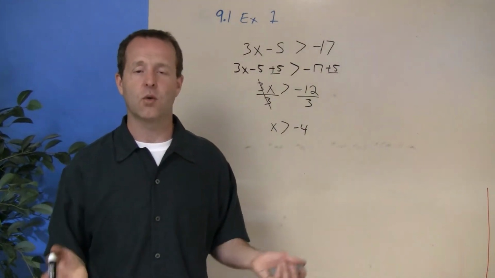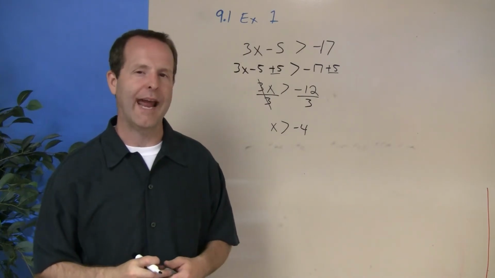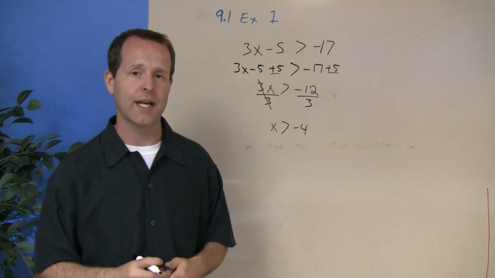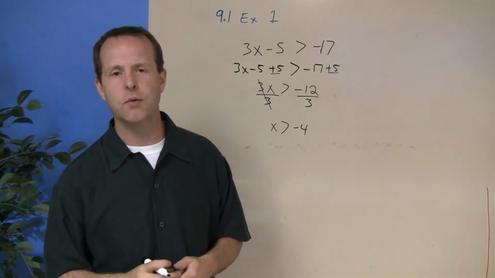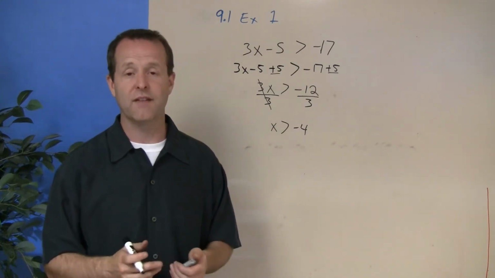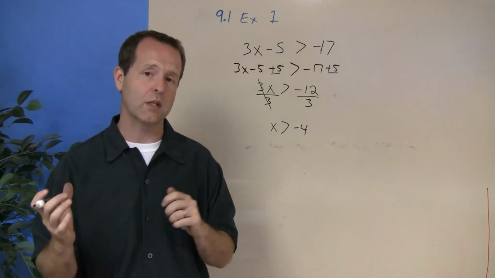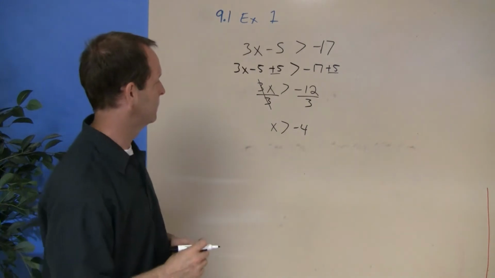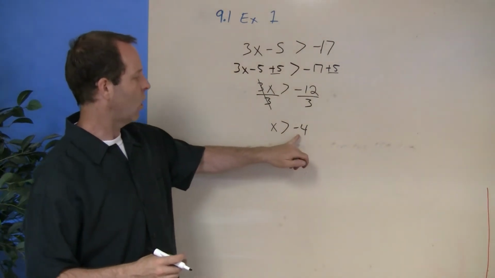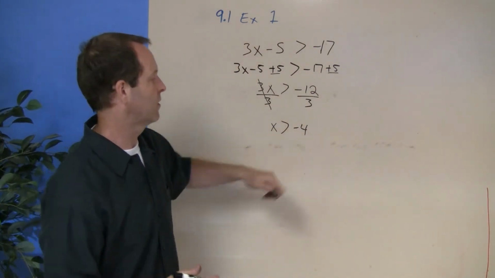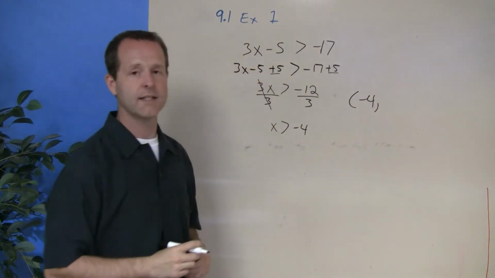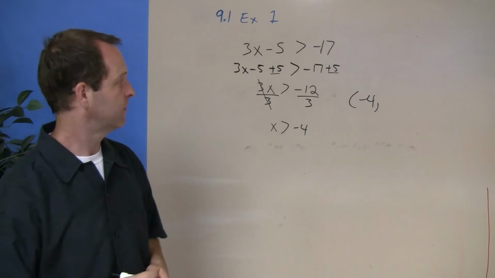There are several different ways to write this solution, depending on how it's being asked. One such way is writing it in interval notation. In interval notation, we're trying to figure out between which low value and which high value I find all my solutions. Right now I know my low value is negative 4, so I'm going to write negative 4 as the start of my interval notation.